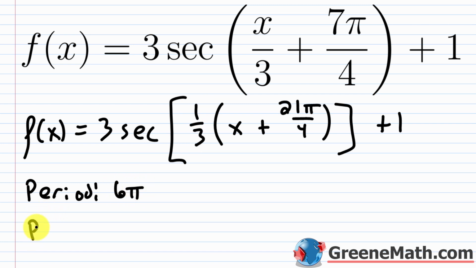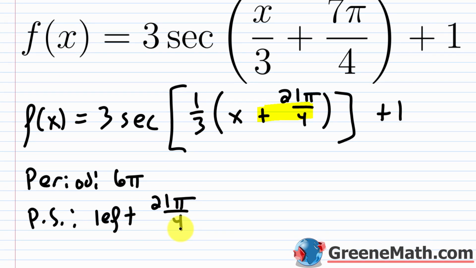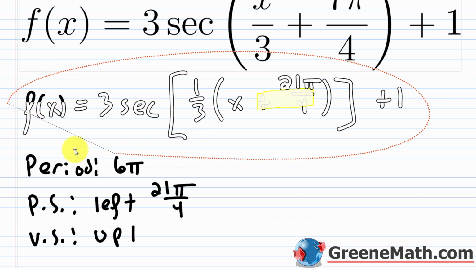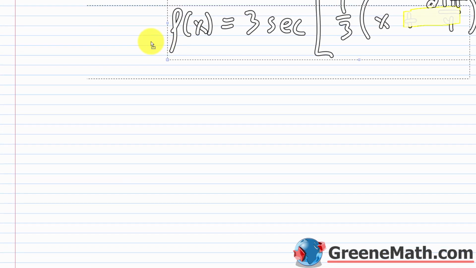Then you have your phase shift. And then all I'm going to do for that is come inside the parentheses here and say, how do I undo this? Adding 21 pi over 4, we need to subtract away 21 pi over 4. So that means I'm going to the left 21 pi over 4. And then for the vertical shift, you have this plus 1 here, so I'm just going up 1.